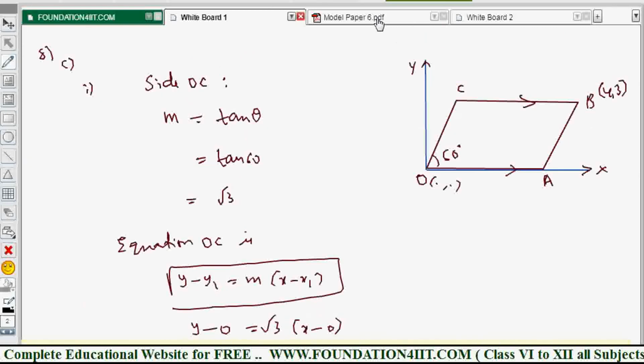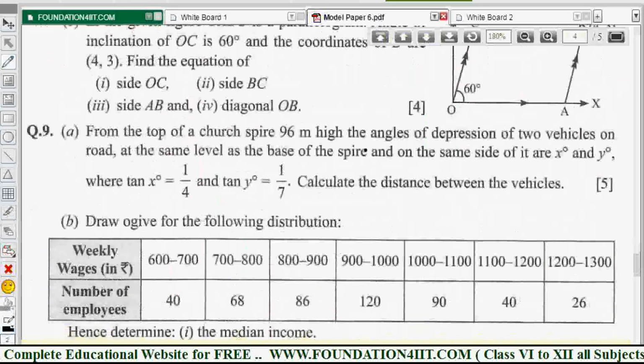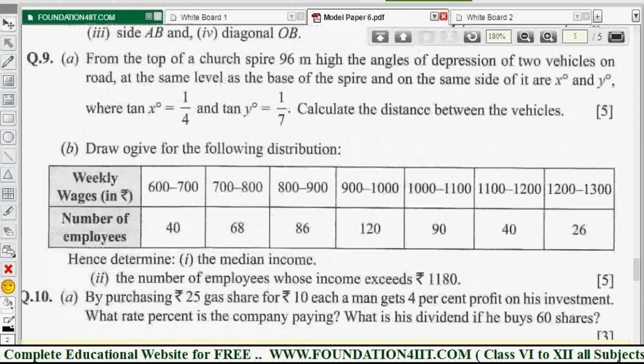So by using the formulas only, you can find it out simply. This is about question number 8. Now let us see question number 9. We'll solve these problems. See question number 9 from this paper. First is from applications of trigonometry.